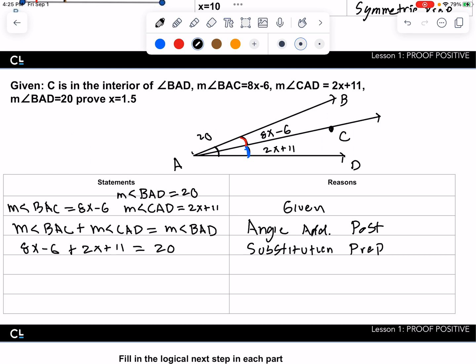Okay, now before we move things over, we have some like terms. 8 and 2 are like terms, so when I combine those, I'm going to get 10. Negative 6 and 11 are like terms. When I combine those, I'm going to get 5. So that's what you get when you combine like terms, and the reason is combine like terms.